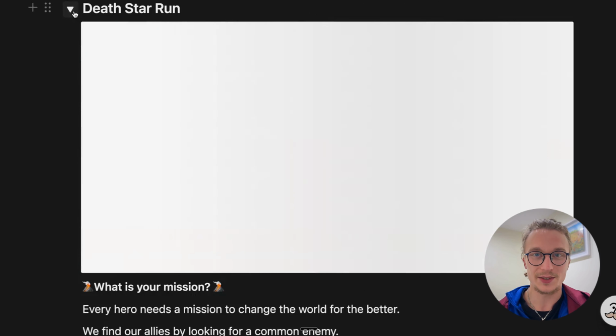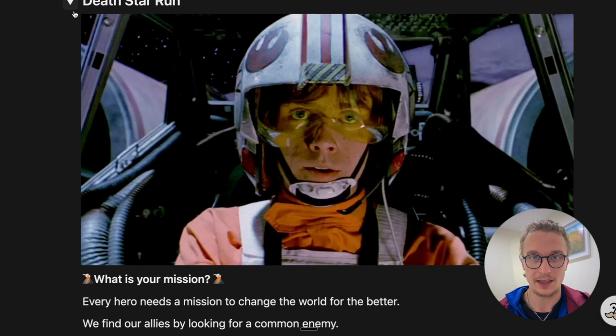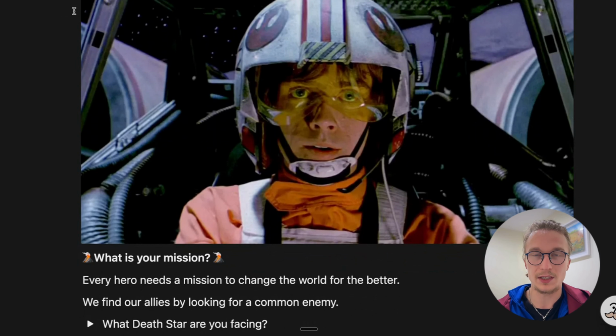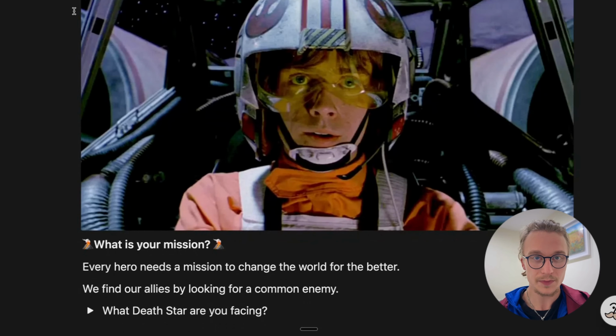And from here on, we can go a little bit deeper and think about the Death Star run. So what is your mission ultimately? Every hero needs this mission to change the world for the better. And we find our allies by looking for this common enemy, by looking for people who have the same kind of mission, the same kind of drive. We find, oh, it looks like we're working on the same things, and now we can combine our skills. So what Death Star are you facing?